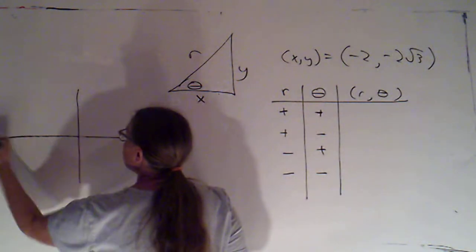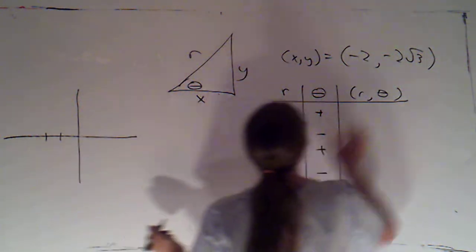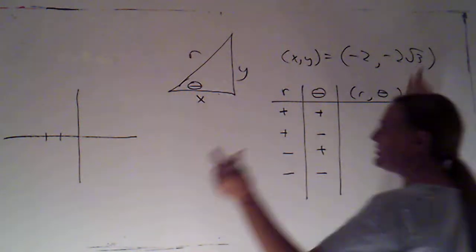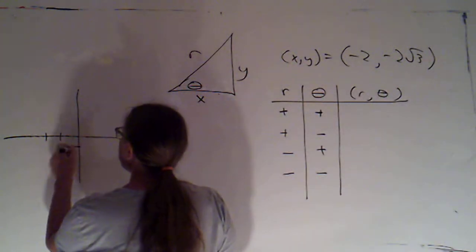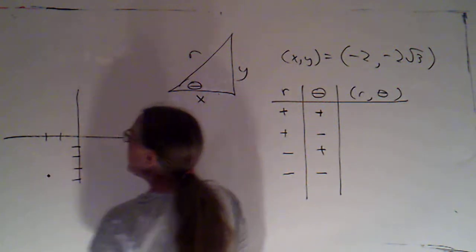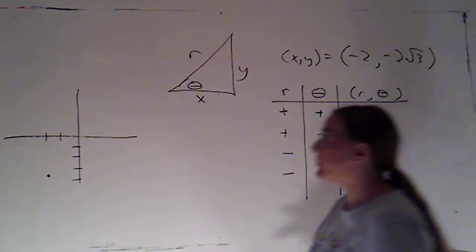So, (-2, -2 root 3). Root 3 is about 1.7, so that's going to be in between -3 and -4. Not that it needs to be perfectly drawn, but there we have our point.